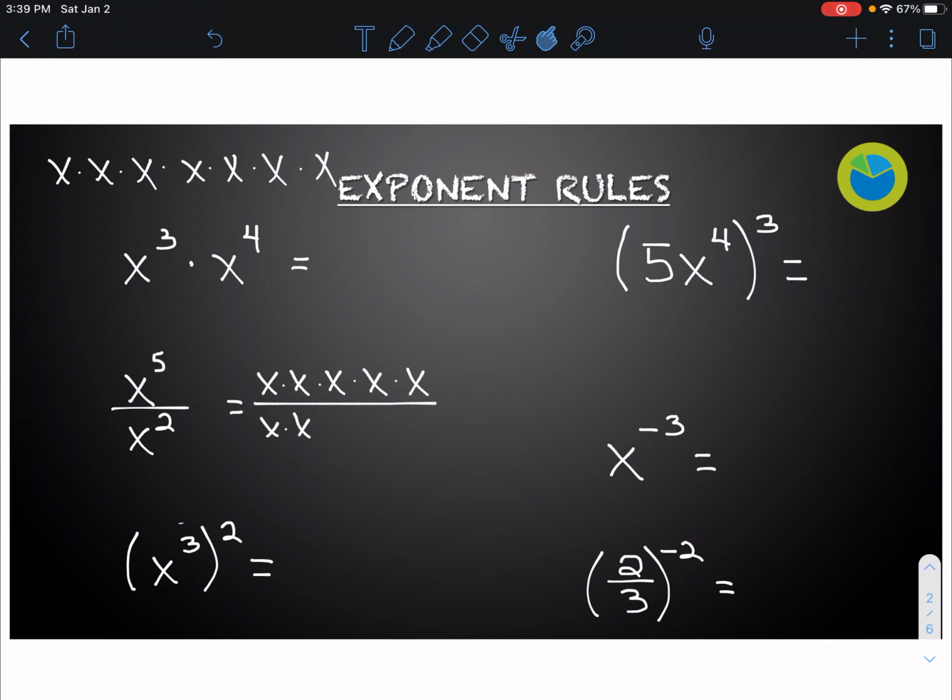So a reminder, if you have two things with the same base and you're multiplying, x to the third really means x times x times x. And x to the fourth really means that. And if I'm multiplying all those, you'll notice now I have 1, 2, 3, 4, 5, 6, 7 of those. So this is x to the seventh. Well, a shortcut to go from here to here would be to just add exponents. 3 plus 4, that's how I get 7.